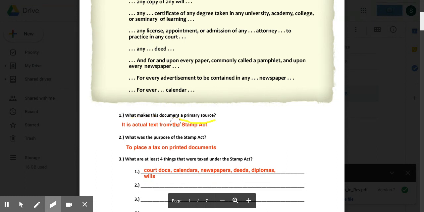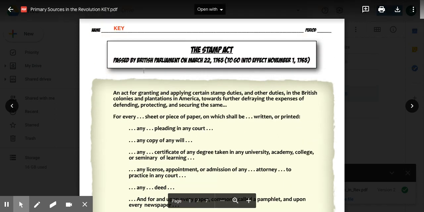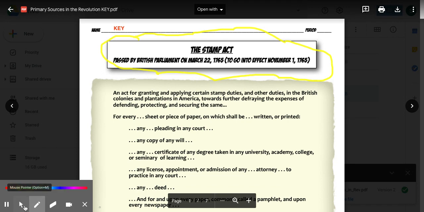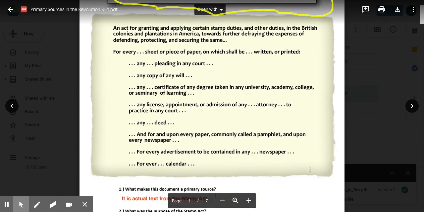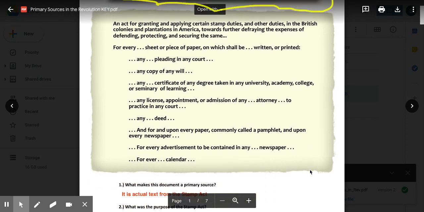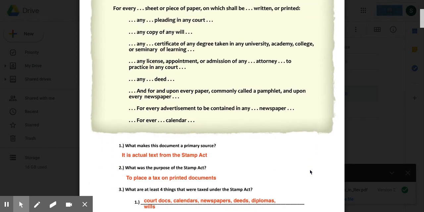So what makes this document a primary source? Well, it's a pretty simple answer, actually, guys. It says it is actual text from the Stamp Act. Let me get my cursor. We scroll up. It pretty much gives you the answer right up here. It says that this is the Stamp Act passed by the British Parliament on March 22nd, 1765, and that it went into effect on November 1st, 1765. All right. Oh, cool, I don't have to erase that. I can just scroll down, unlike the smart board. So that's the answer to the first question.